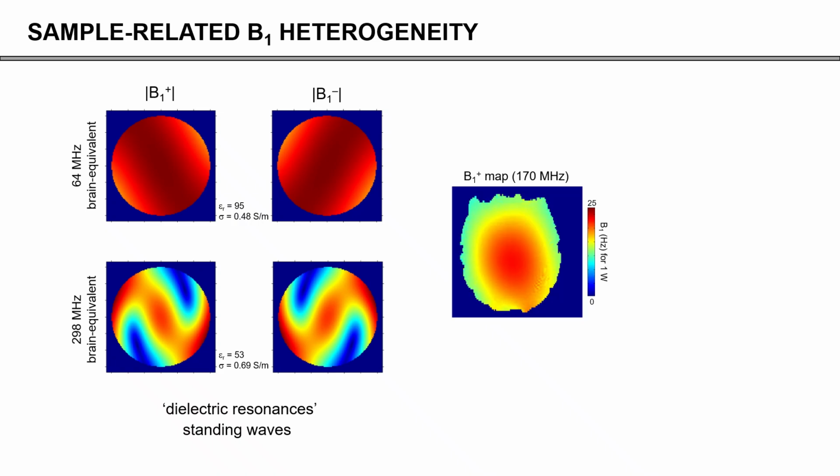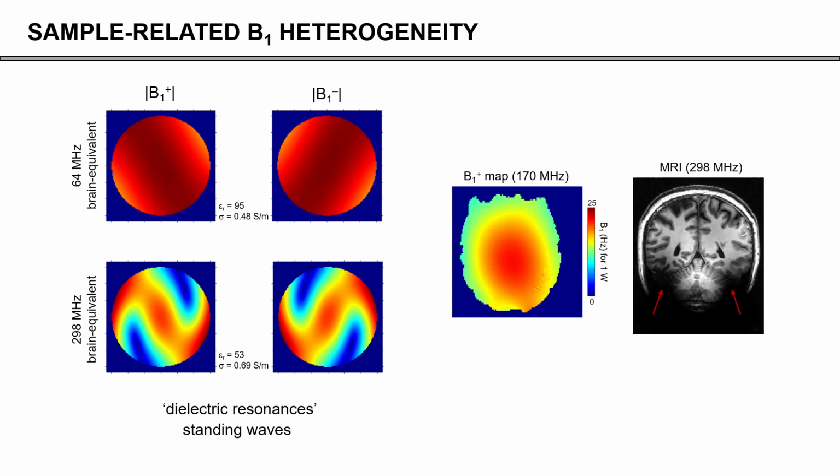Now, this is not just true for phantoms. You can also observe this in vivo. Even at a lower field of 4 Tesla, this is a B1 plus map. And you can see that in the middle you have a hot spot, and on the edges you have a lower intensity. You can already see that here you have more B1 in the middle, and less on the edges. So even at a lower field you can already see that.